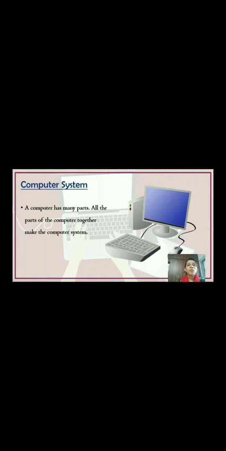So computer system, you know about the keyboard, monitor, mouse, CPU, these all are the parts of a computer. It has many parts and all the parts of a computer together make the computer system. You cannot say only keyboard is a computer system, but all the parts of a computer together are a computer system.